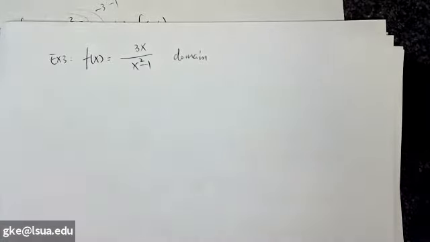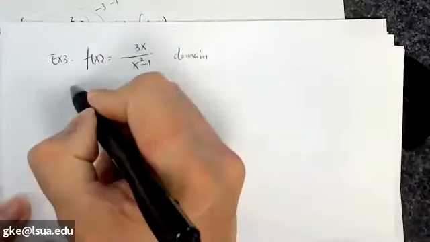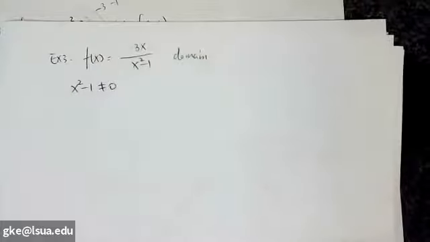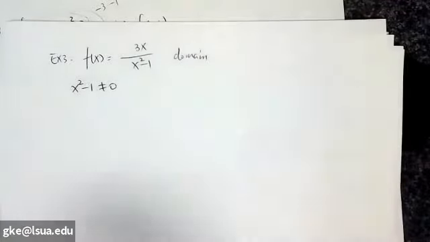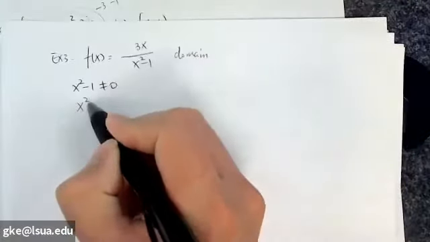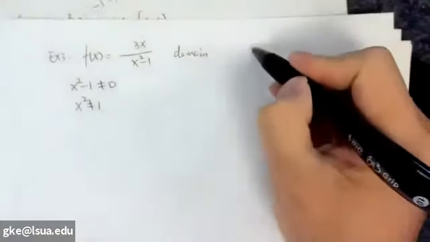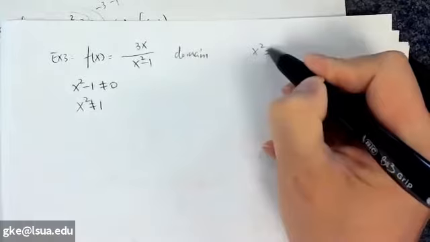Okay, so let me do it on the board. x minus 1 doesn't equal 0, right? How to solve this? Any idea? Add what? Good job, you did a very good job. Add 1 to both sides. We're gonna get x squared doesn't equal 1, right? Like that.